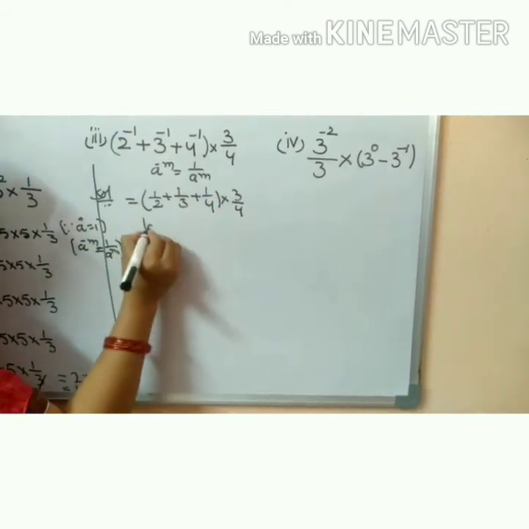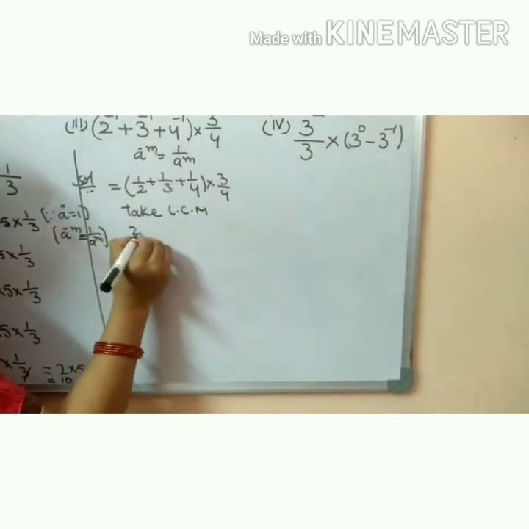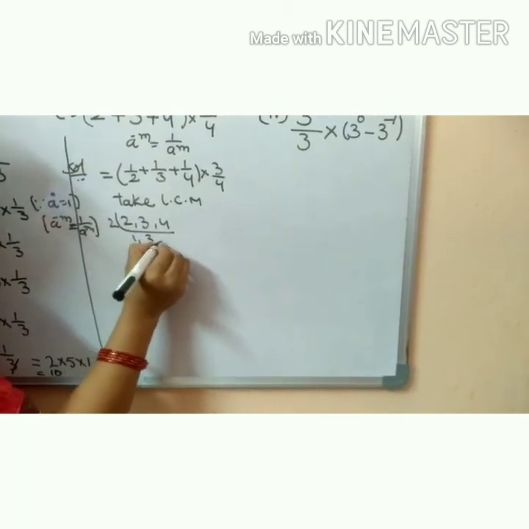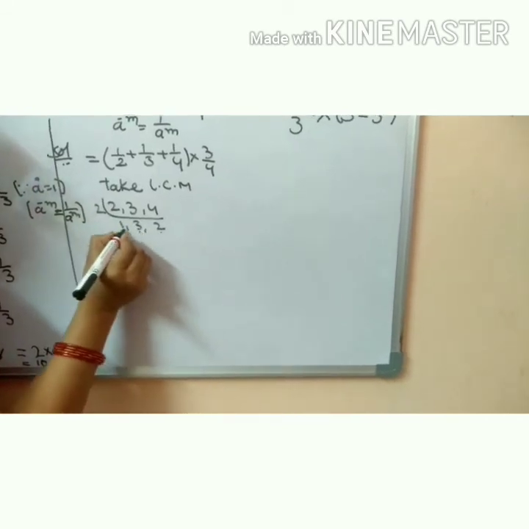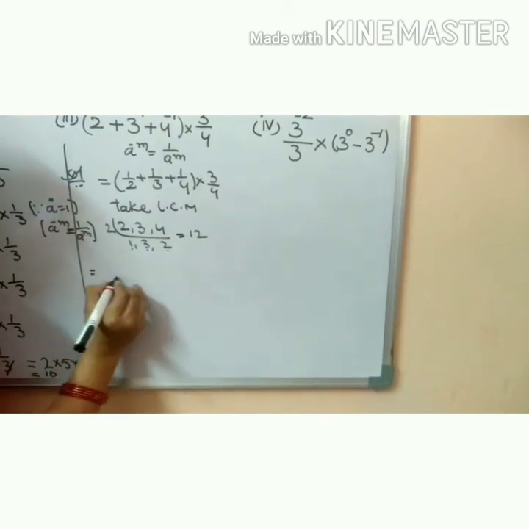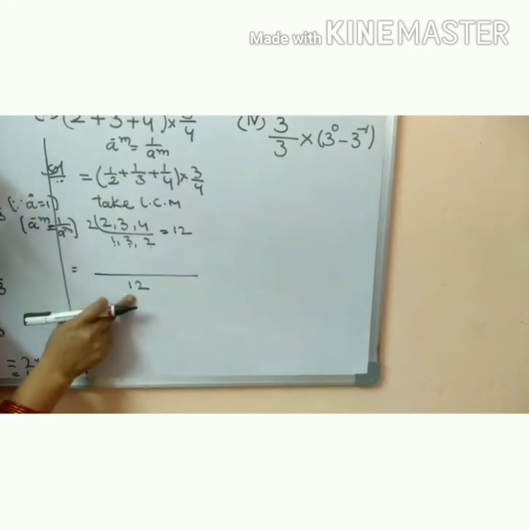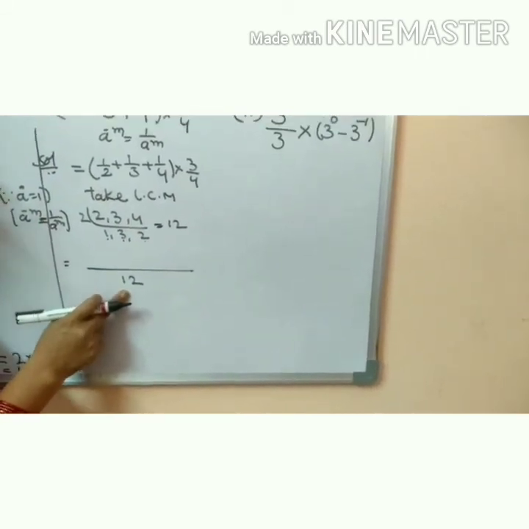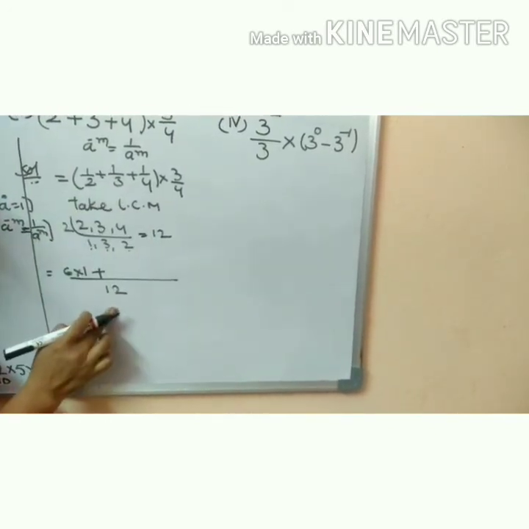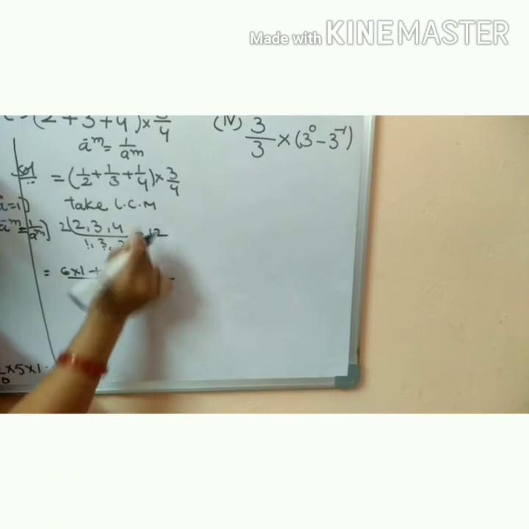Take LCM. Here write 2, 3, 4 LCM. 1, 3, 2. 3 2s are 6. 6 1s 6. 6 2s 12. So LCM is 12. So write here denominator 12. So 2, how many times of 12? How many times of denominator 12? 6 times. 6 into 1 plus 3, how many times possible in 12 denominator? 4 times. 4 into 1 plus 4, how many times?